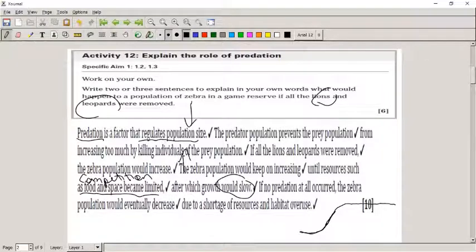So again, what happens to the zebra population if we remove the lions and the leopards? Predation normally regulates the population size, because they eat some of the individuals. If the lions and leopards were removed, the zebra population would initially increase. It will keep on increasing until the resources start to run out, and then the growth would slow down, and then the population would decrease a little bit or even a lot, depending on how much resources there are and if it's overusing the resources. And so the populations affect one another.